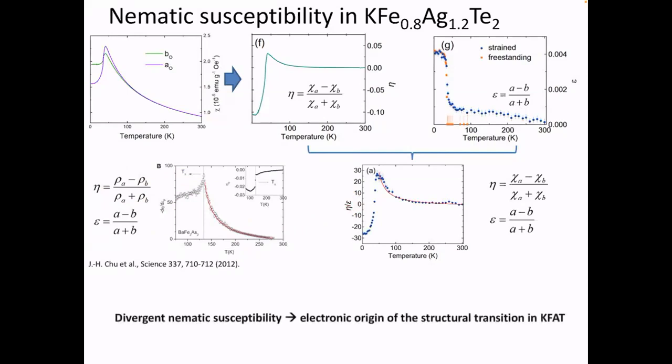So what we have here is basically shown that there's also a large nematic susceptibility. It also has a sort of divergent behavior approaching the transition temperature. And as discussed in this pioneering work, this divergent nematic susceptibility provides very strong evidence for the electronic origin of the structural transition. And this also applies to the measurements that we have done for this KFAT material.